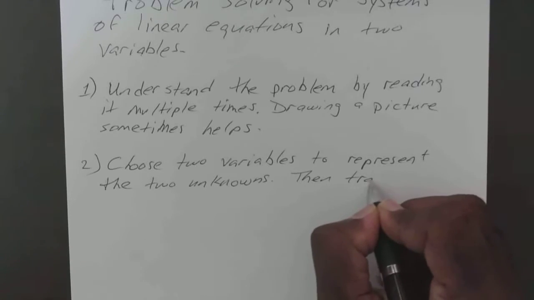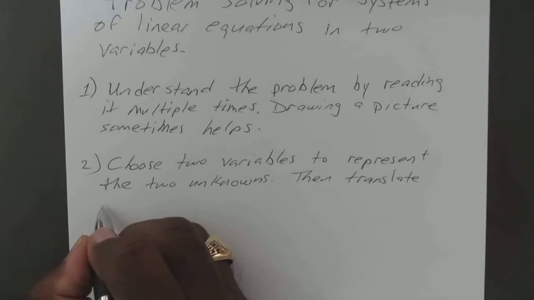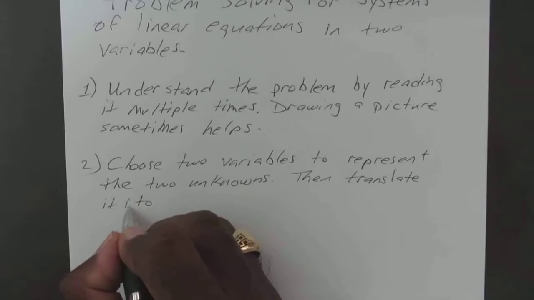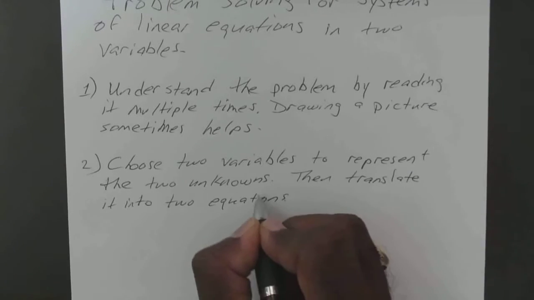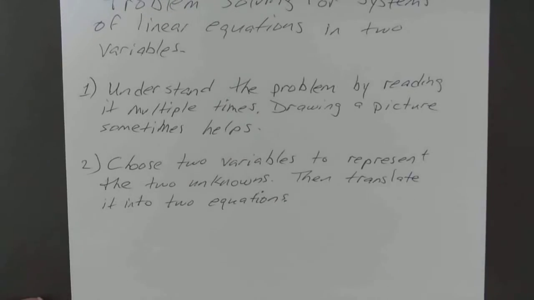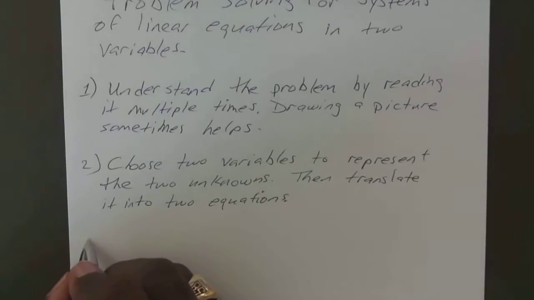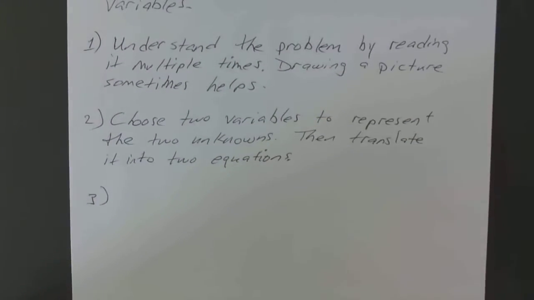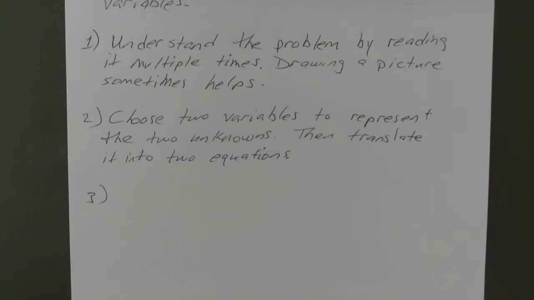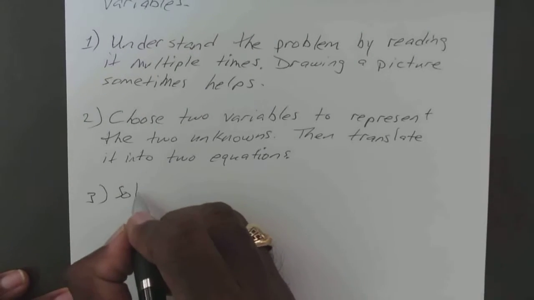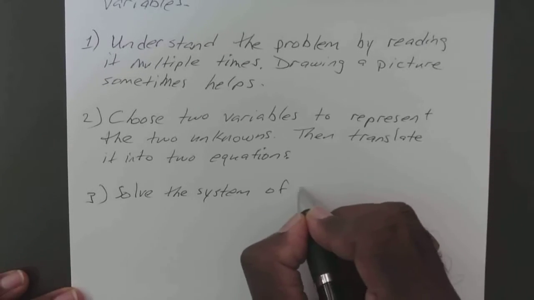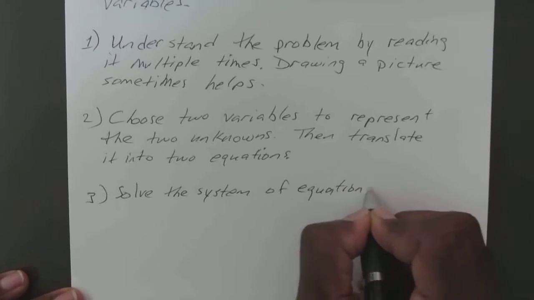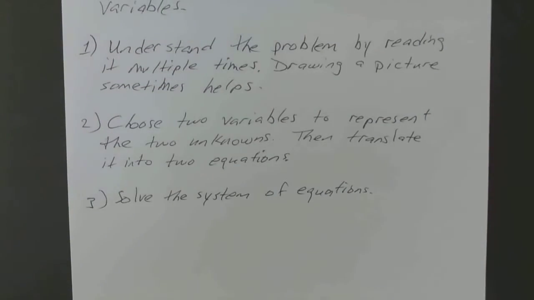Then you want to translate it into two equations. Okay, so once you pick your variables and you kind of create your equations, you can now solve for them. Okay, so then you just want to solve the system once you figure out what it is. And that was just explained using everything we did in the last class.